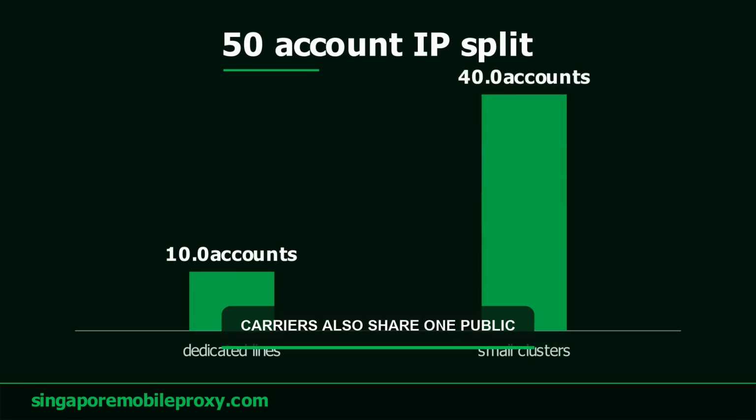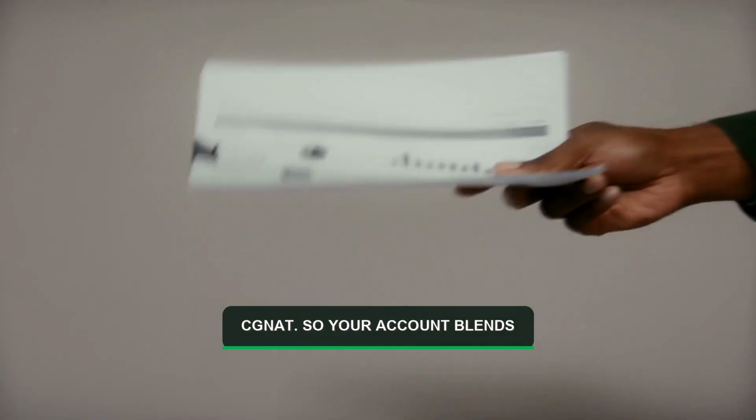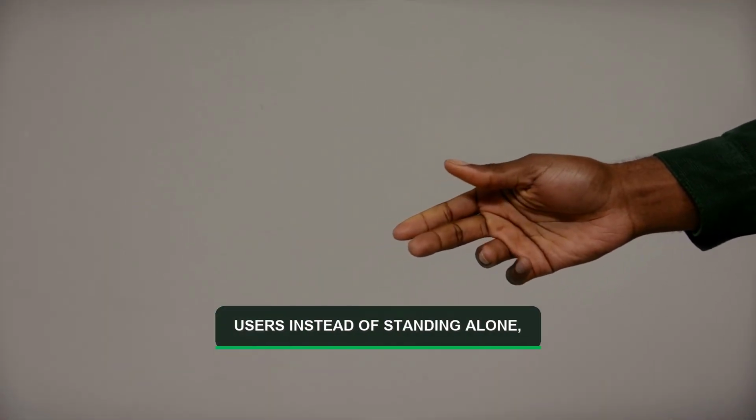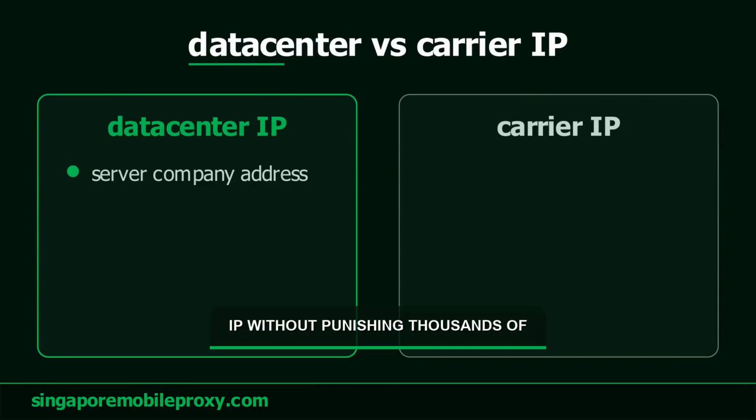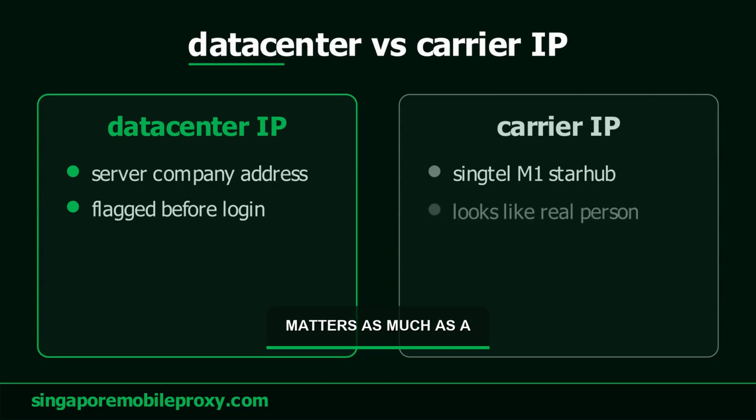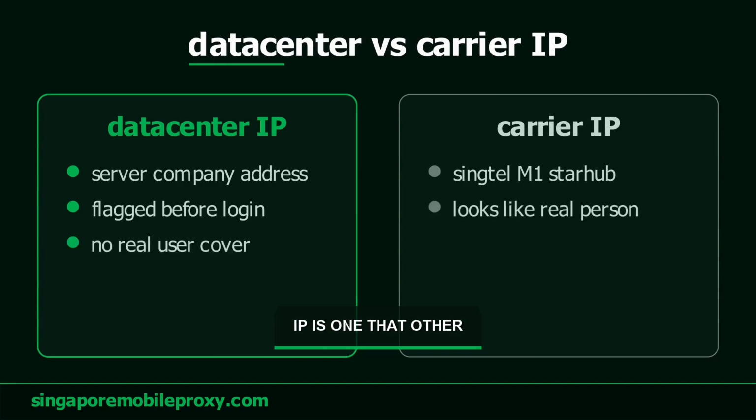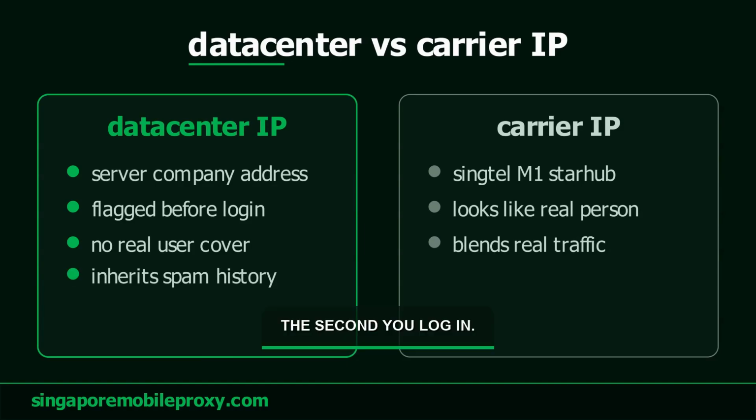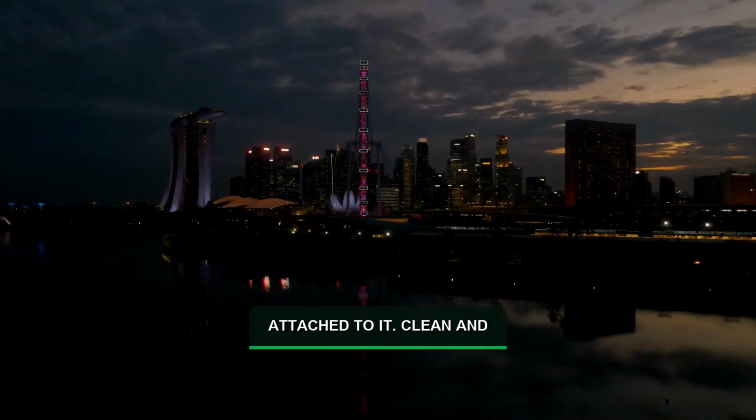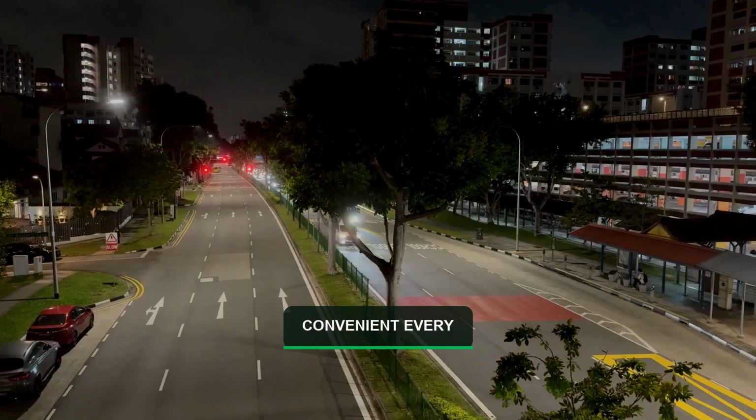Carriers also share one public IP across thousands of subscribers using something called CGNAT, so your account blends into a crowd of real users instead of standing alone. And that blending is the whole reason a few accounts can sit behind one mobile IP safely. The platform cannot punish that IP without punishing thousands of innocent subscribers on the same address. And the clean line matters as much as a real one. A flagged data center IP is one that other operators already burned running spam, so you inherit their history the second you log in. A dedicated carrier IP has no one else's behavior attached to it. Clean and real beats dirty and convenient every time.